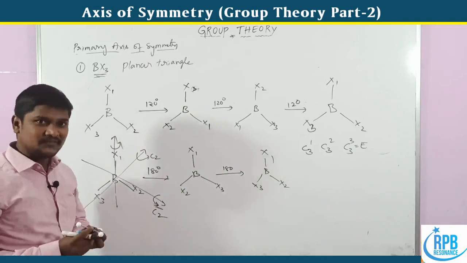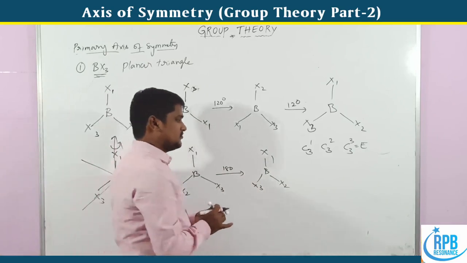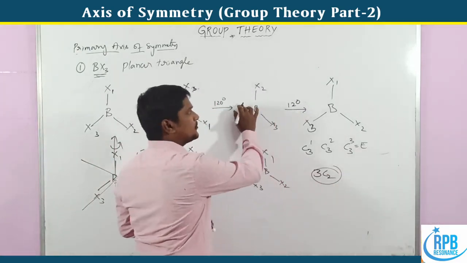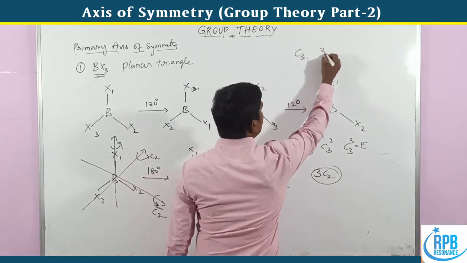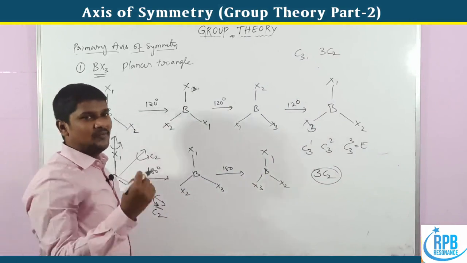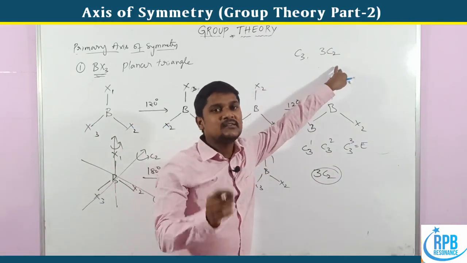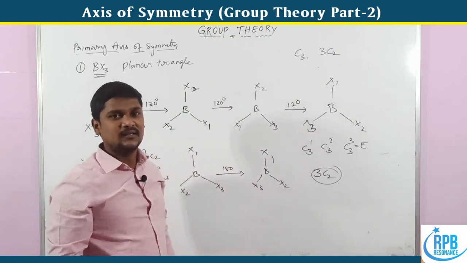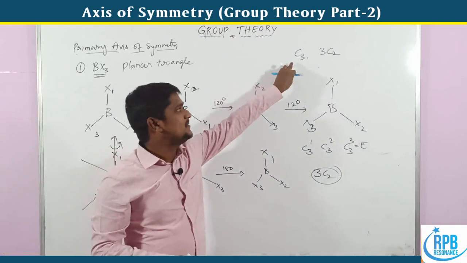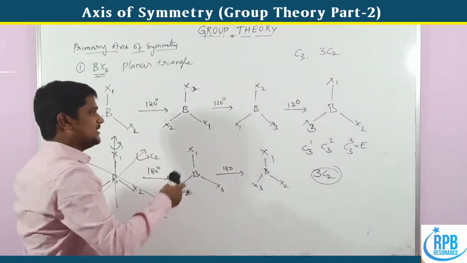So how many types of C2s are present? 1, 2, 3. Three types of C2s are present. So here it possesses C3 along with three C2s. Among these two, C3 is the principal axis of symmetry and C2 is the subsidiary axis of symmetry. I think it is clear. In future, it is very helpful.